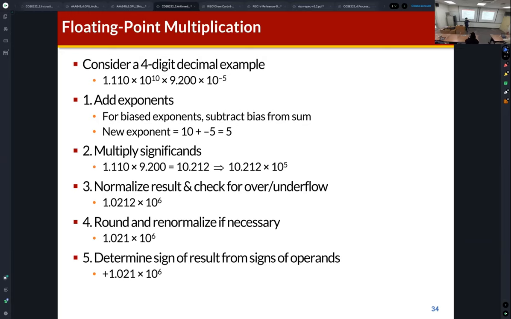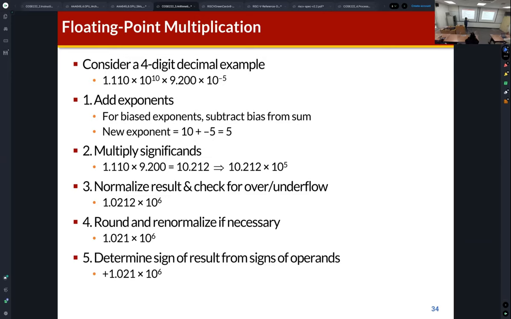If you see the floating point multiplication, it requires five steps. How can you calculate this? First, we need to add the exponents, the power of 10. So this is a new exponent. Also, we need to calculate the multiplication of the two significands. Then normalize and then round.